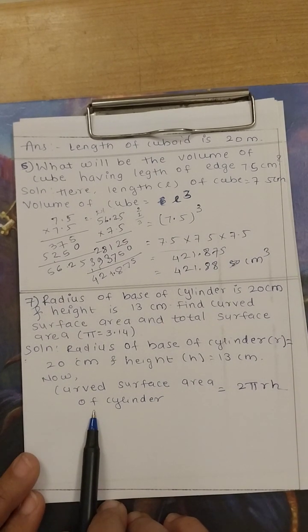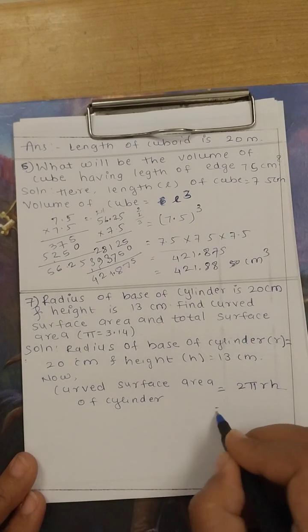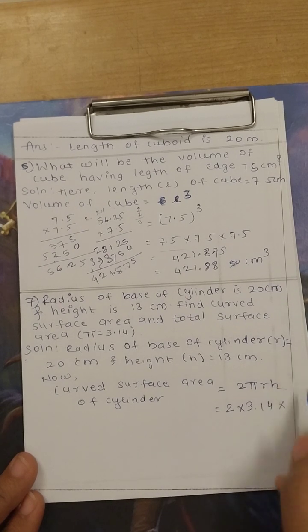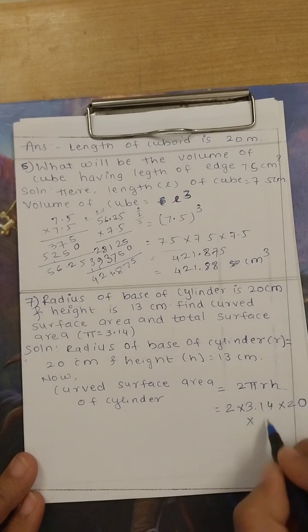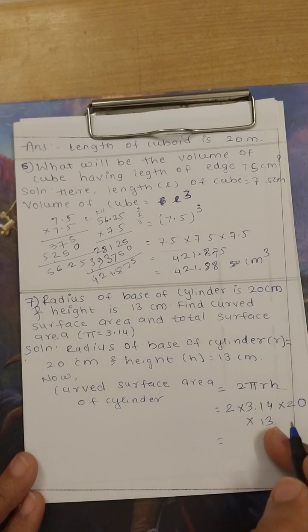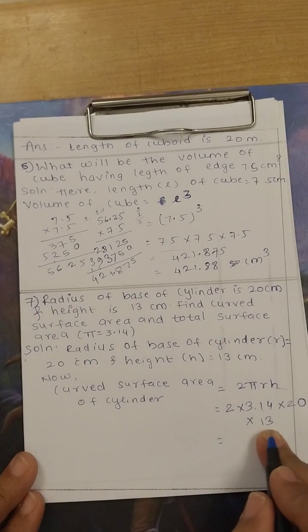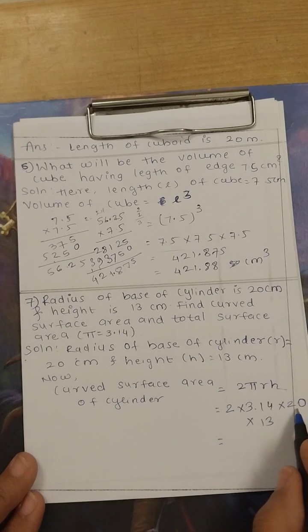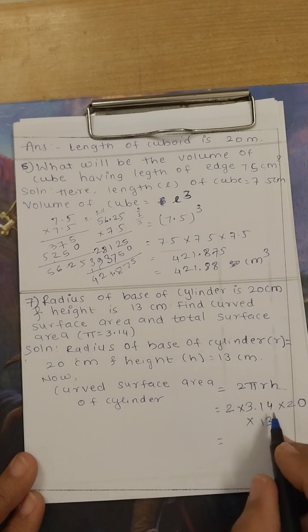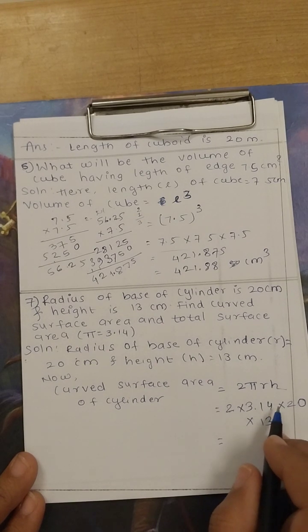Now write down the formula. Curved surface area of a cylinder is 2 pi r h, which is equal to 2 into 3.14 into r is 20 into h is 13, which is equal to 20 into 13 is 260, into 2 is 520, into 3.14. Just do it.